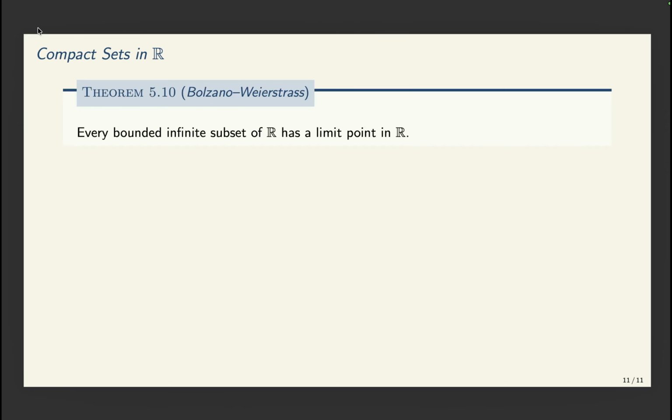This theorem is also a one-line proof, so you can read it there. This is called the Bolzano-Weierstrass theorem. Big names, but it is very simple. It's just half a line of proof. Every bounded infinite subset of R has a limit point in R. This is nothing actually. It's a combination of the previous results, just one line. Any questions?